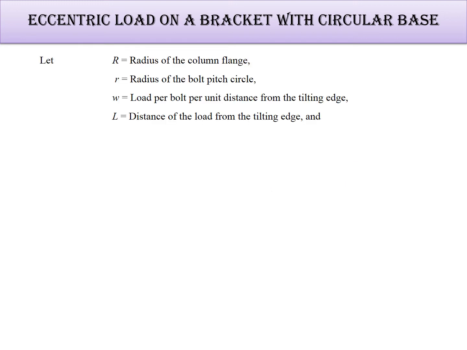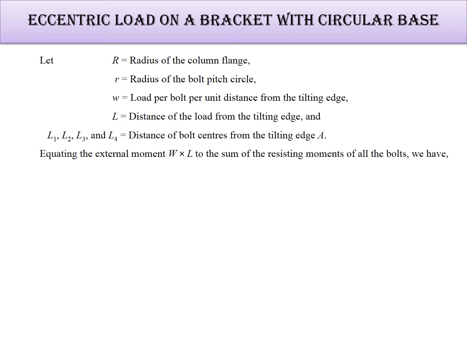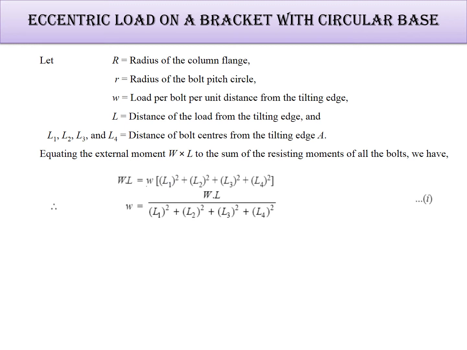So capital R is the radius of the column flange, small r is the radius of the bolt pitch circle, and small w is the load per bolt. Capital L is the distance of the load from the tilting edge. Now L1, L2, L3 are the distances from the centers. So W into L will be what? The external moment. So small w into (L1 square plus L2 square plus L3 square plus L4 square).